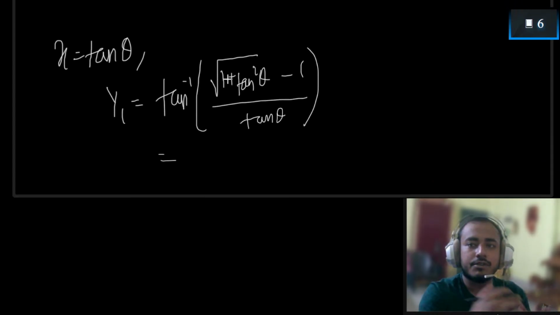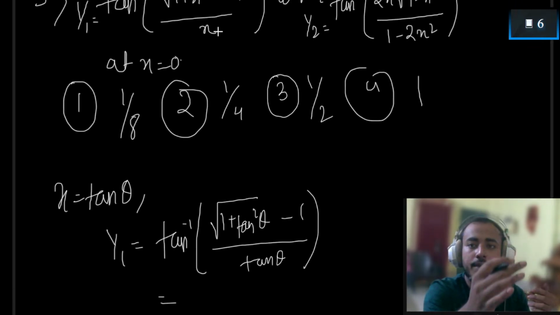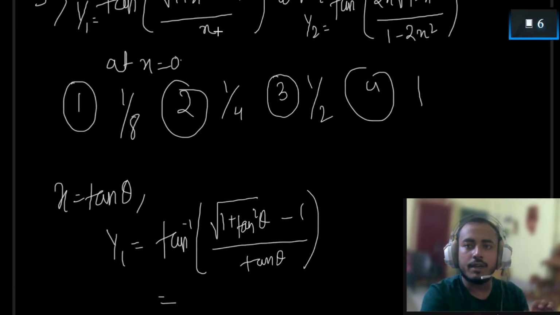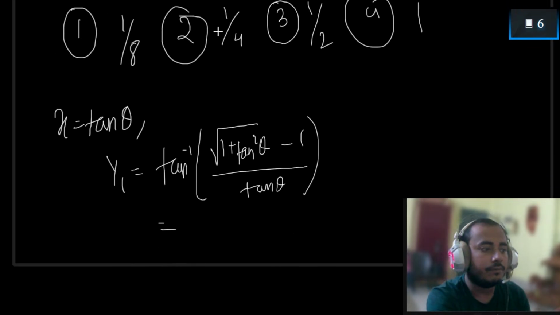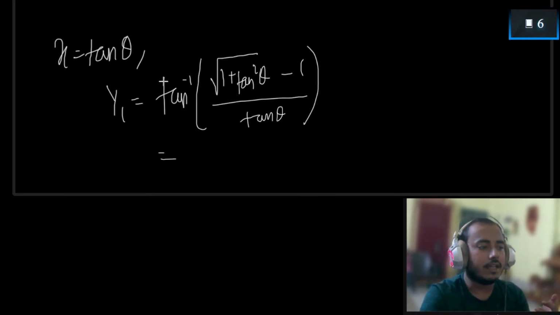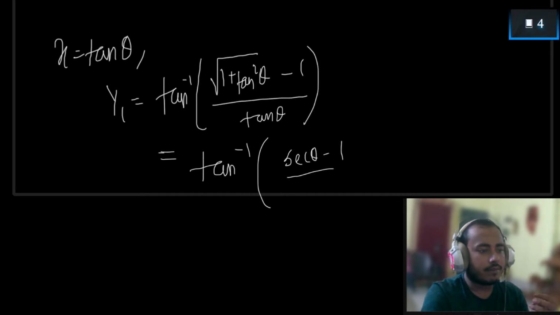But rather, take x equals tan theta. I'm figuring this out because I already see a 1 plus x square under the root, and I already know that this requires a trigonometrical substitution. If I take x equals tan theta, this expression simply becomes tan inverse of root over 1 plus tan square theta, which is sec square theta. And that means this would be sec theta minus 1 by tan theta, right?